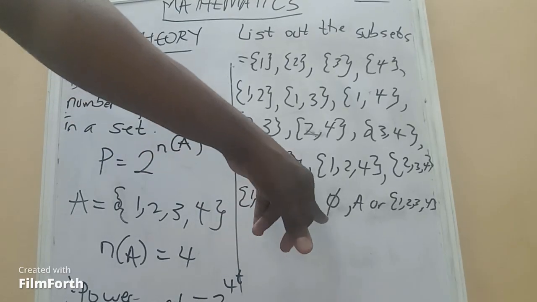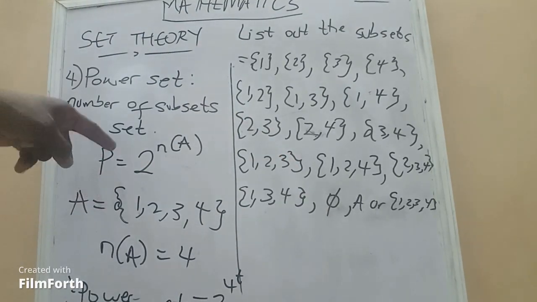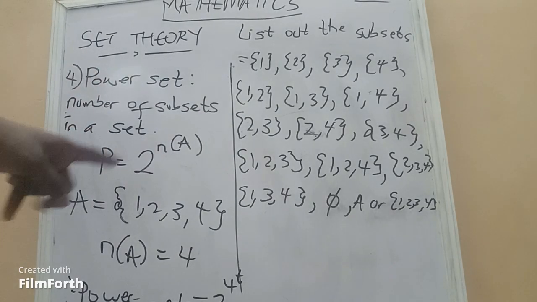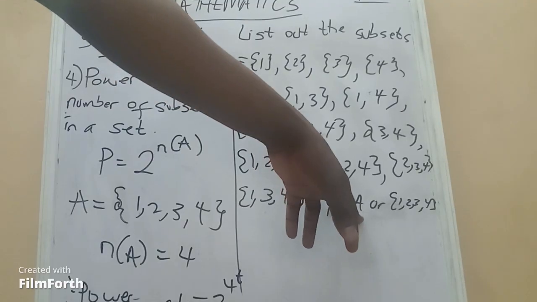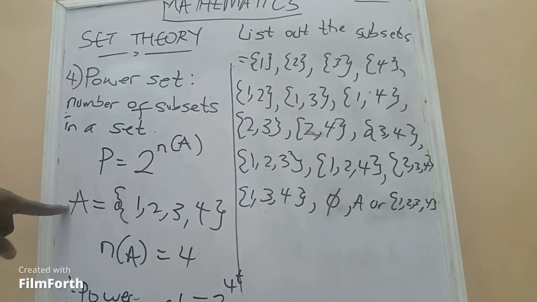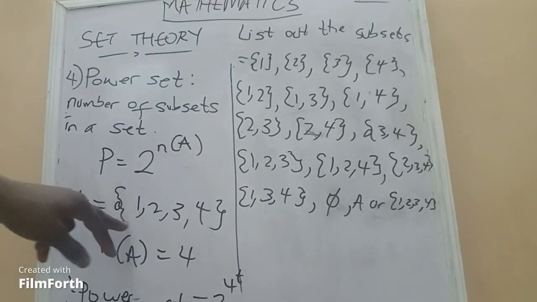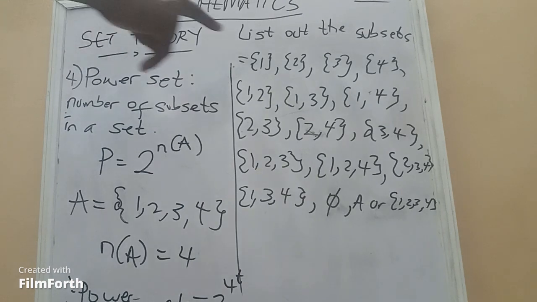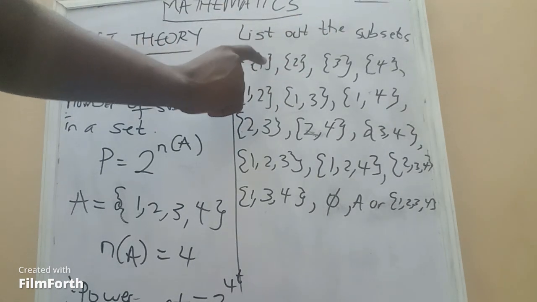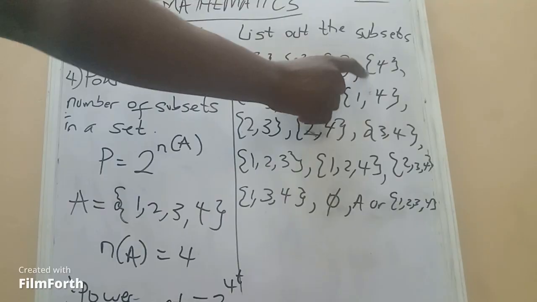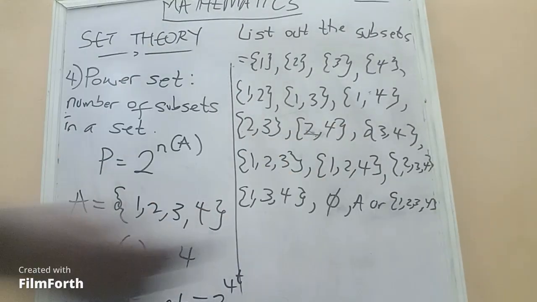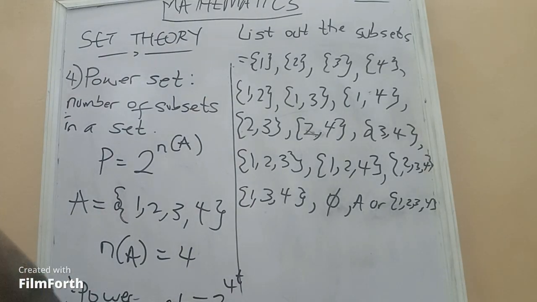Then take note that an empty set is also an element of this particular set's subsets. Then we have the set itself, which can either be written as capital A, or you write the elements of that particular set out. Now, if you count the number of subsets you have written out, you will see that it is 16: 1, 2, 3, 4, 5, 6, 7, 8, 9, 10, 11, 12, 13, 14, 15, and 16. That means that our solution using the formula for power set is accurate.